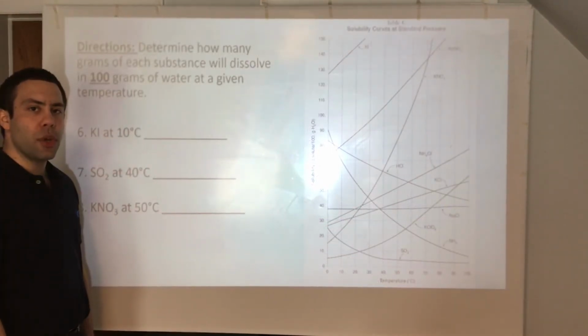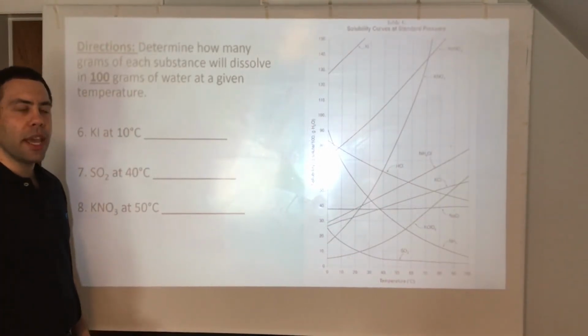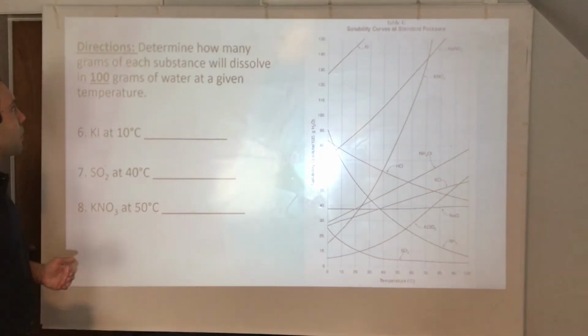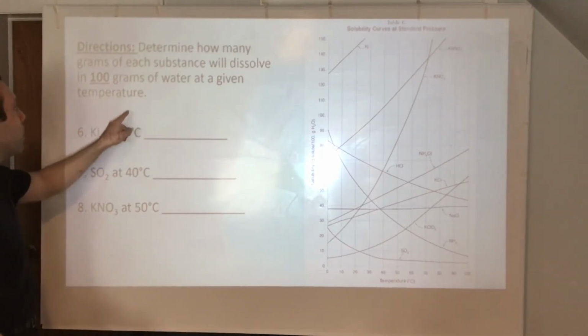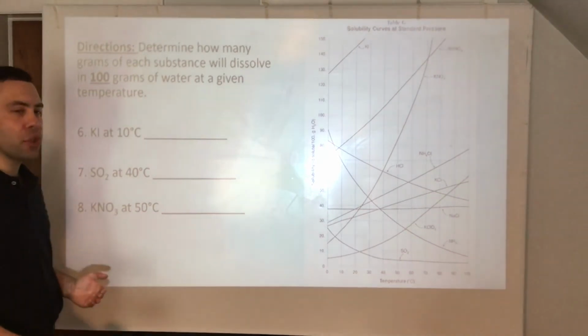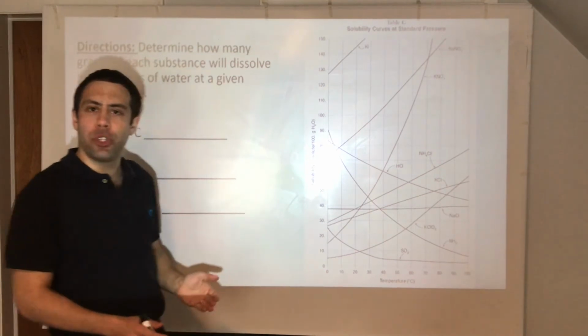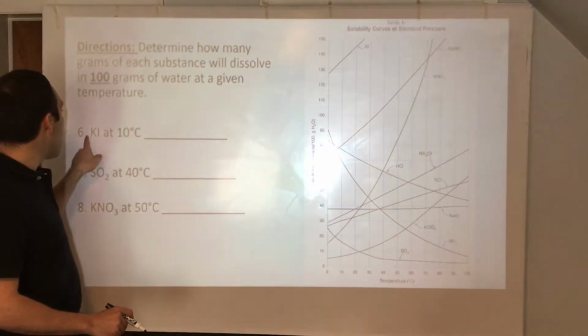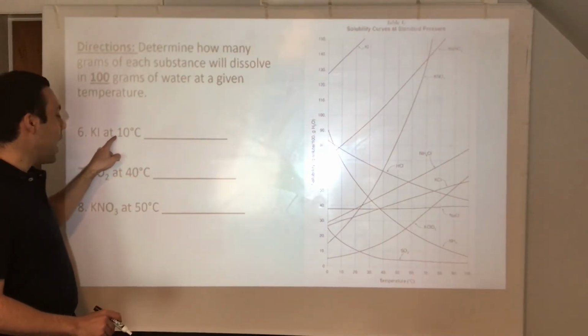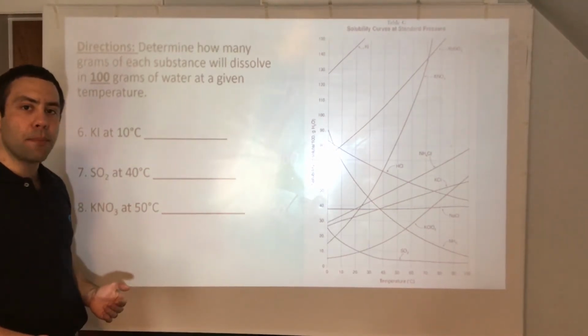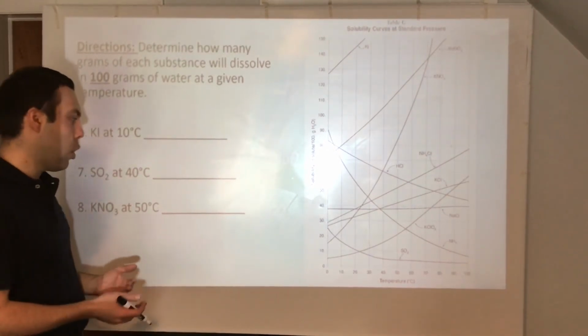On the Regents, you can also be asked to read Table G. The directions state, determine how many grams of each substance will dissolve in 100 grams of water at a given temperature. That's the conditions we have. We have 100 grams of water. So we're just reading Table G. So if we have KI at 10 degrees Celsius, how much KI can 100 grams of water hold?